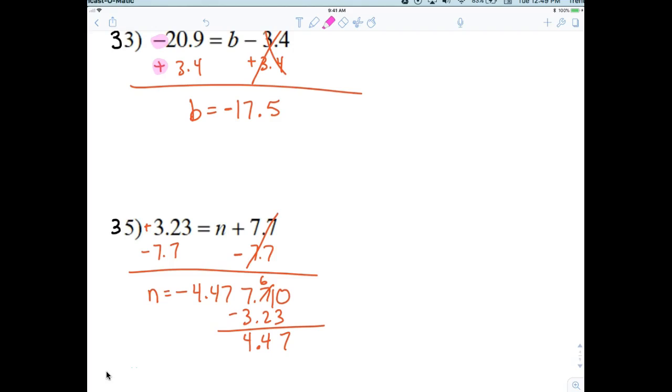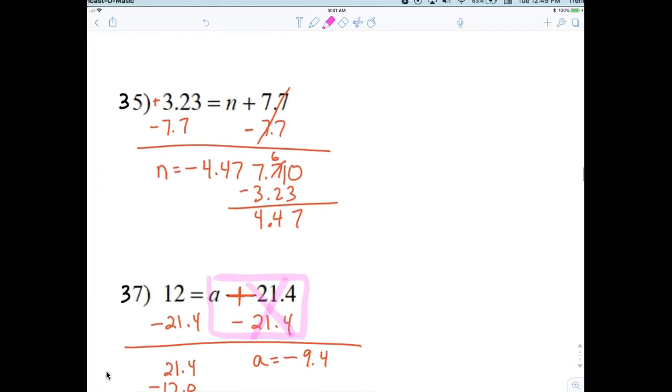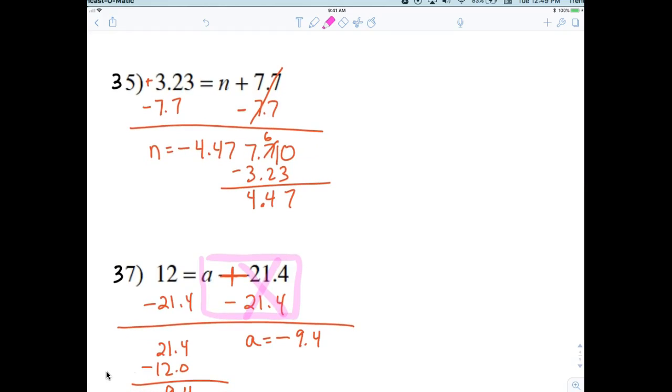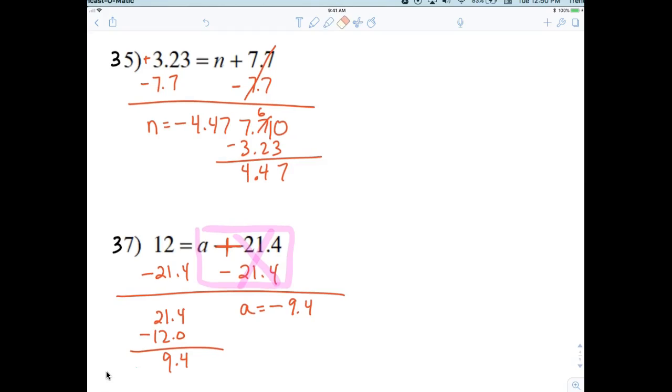Question for... Listen, I'm going down all of them right now. On 35, I got negative 4.53. Oh, it is actually negative. Hold on a second. Let me... okay, yeah, we're subtracting 7.7.